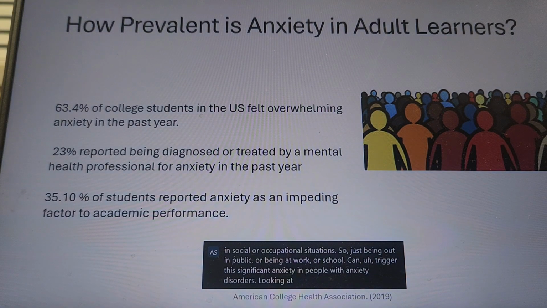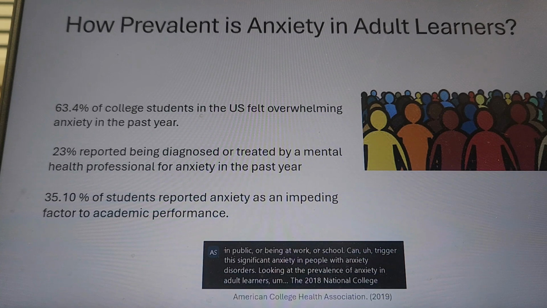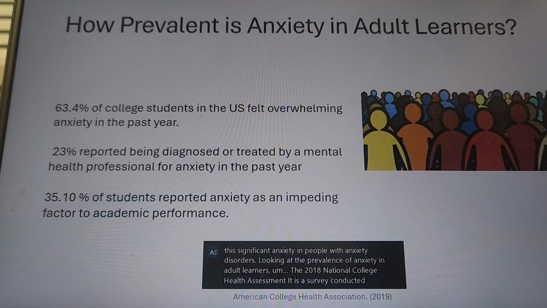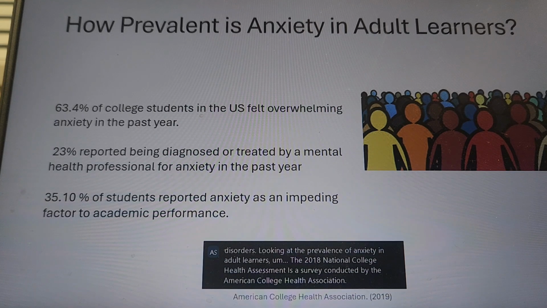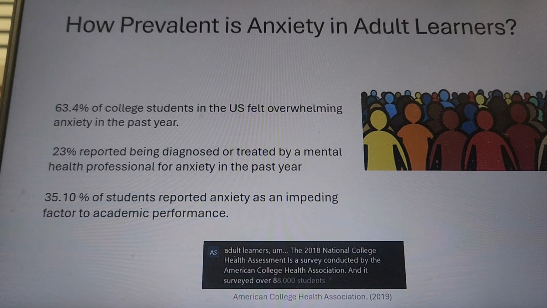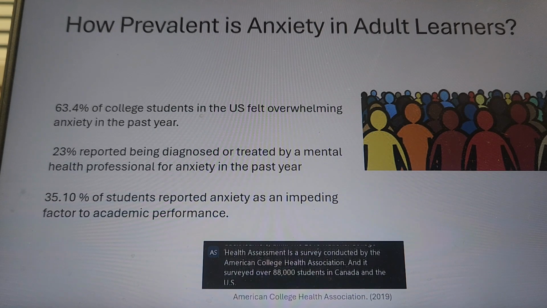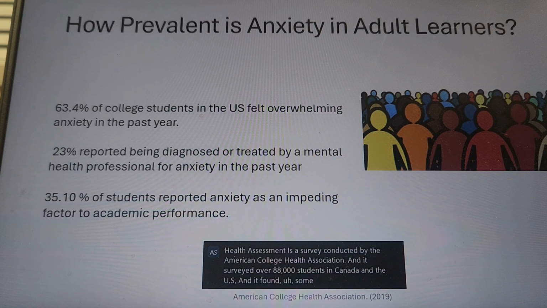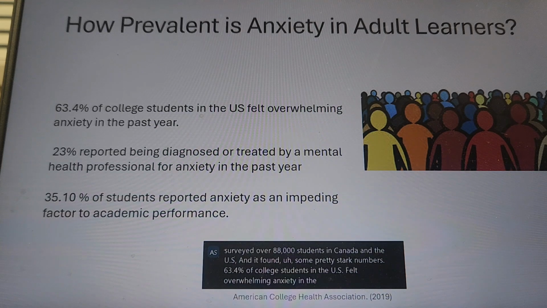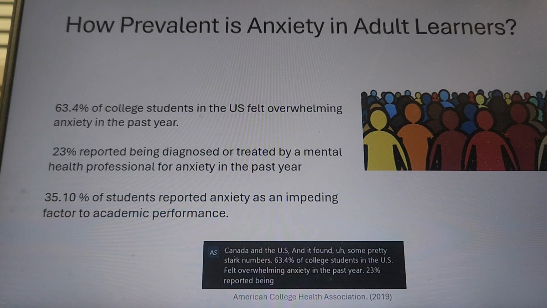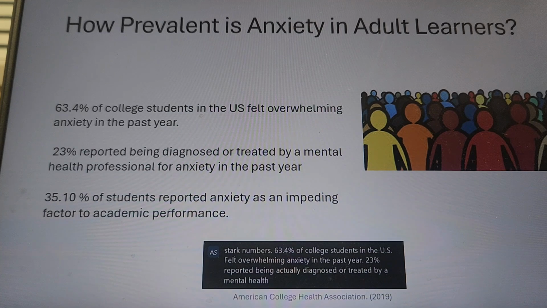Looking at the prevalence of anxiety in adult learners, the 2018 National College Health Assessment is a survey conducted by the American College Health Association, and it surveyed over 88,000 students in Canada and the US, and it found some pretty stark numbers. 63.4% of college students in the US felt overwhelming anxiety in the past year. 23% reported being actually diagnosed or treated by a mental health professional for anxiety in the past year.